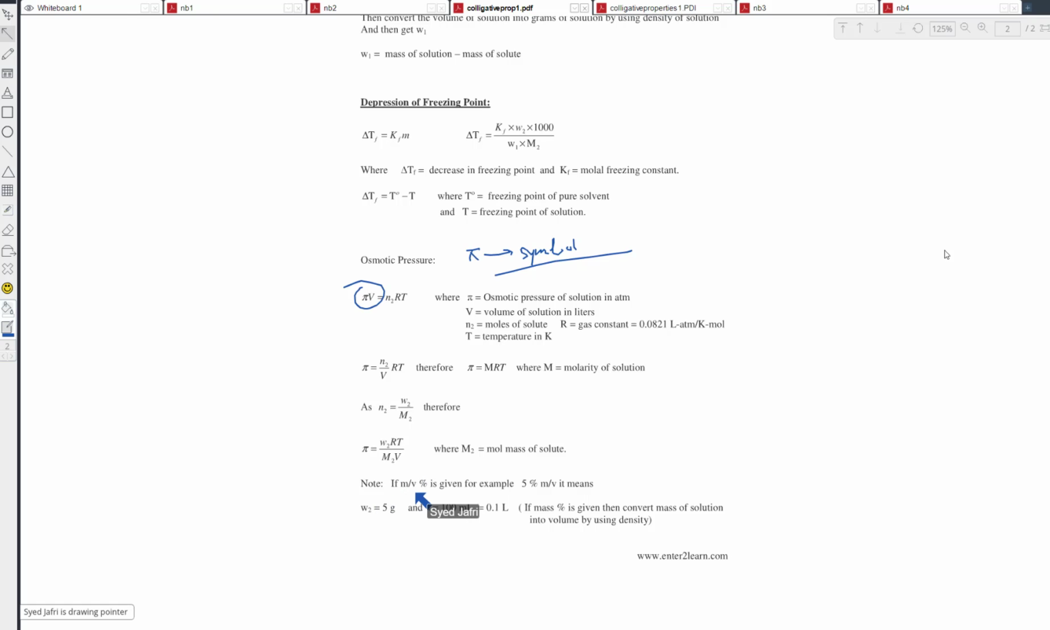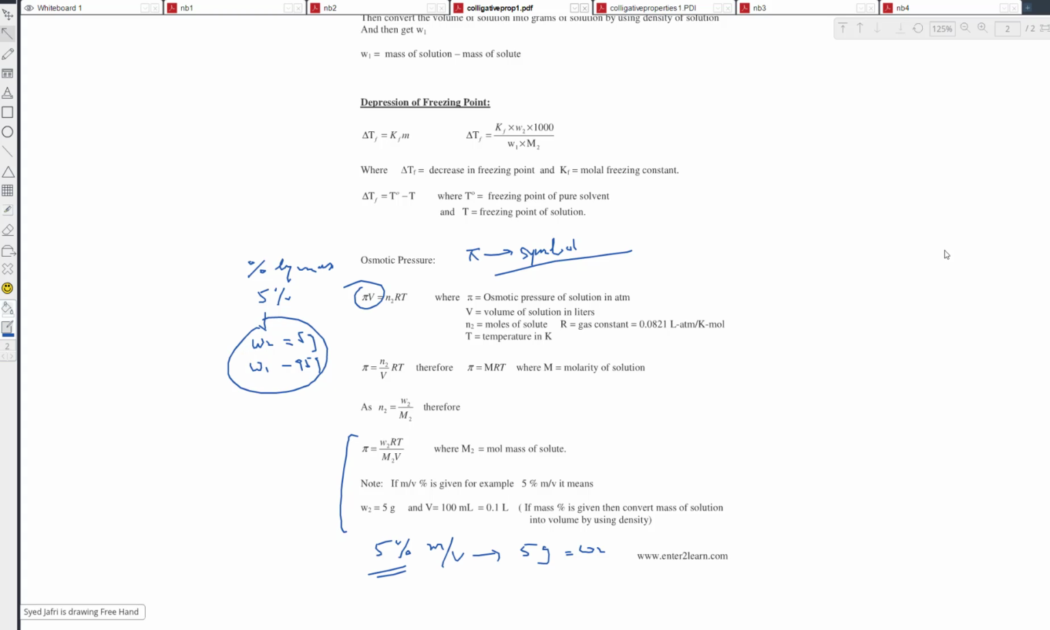Also, an important thing: in the case of elevation of boiling point, normally they give the percentage in mass by mass, or weight by weight percent. So 5%, if they don't mention, we assume W2 is 5 gram solute and W1 solvent is 100 minus 5, 95 gram. So it gives both the weight of solute and weight of solvent. But in case of osmotic pressure, because we need the volume, percentage normally, if they don't tell anything, we take as mass by volume. Otherwise, if they give us something else, we have to use that. 5 grams solute, W2. Volume of solution is going to be 100 ml, which is equal to 0.1 liter. It's clear?